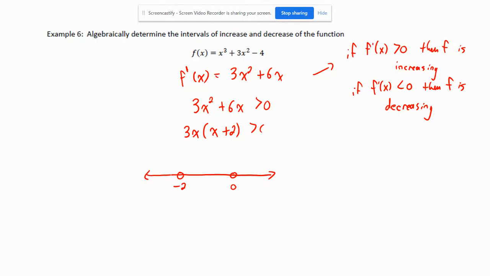Now I want to figure out, if I take a number over here, we can take a test point, say negative 3, whether this region is going to be positive or negative. So if I take negative 3, 3 times negative 3 is a negative number.